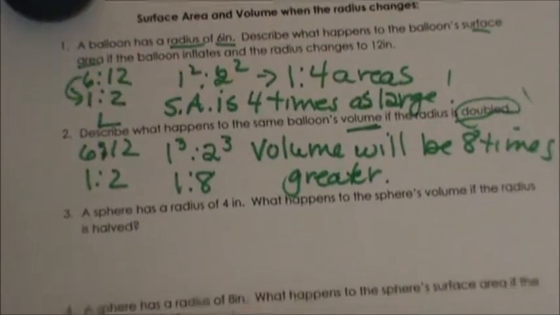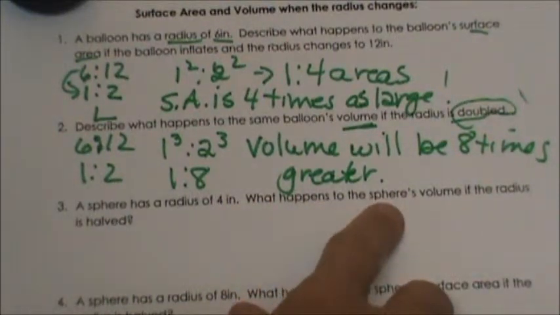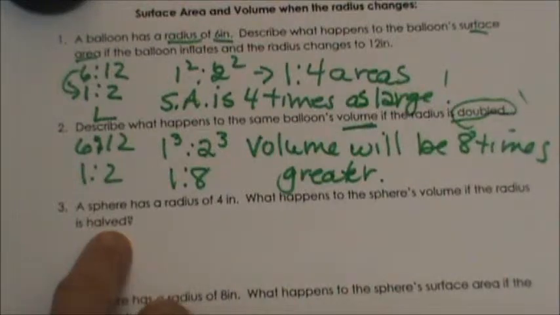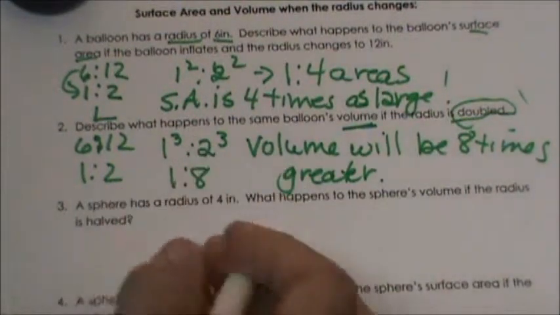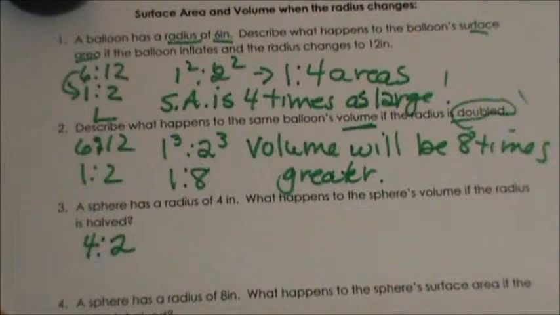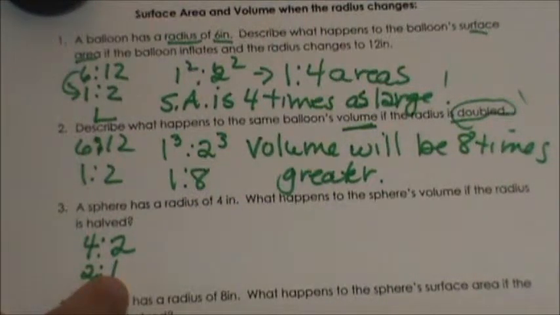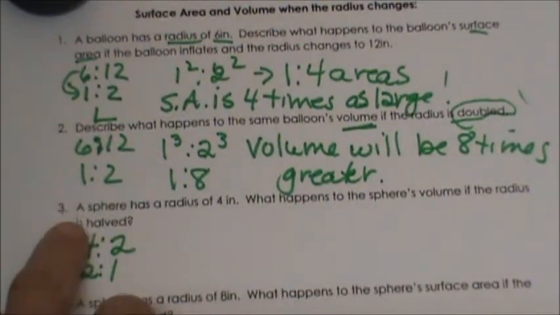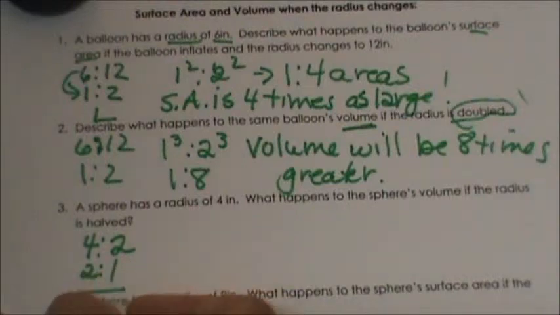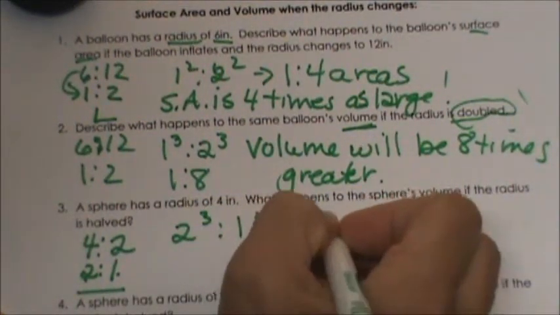Okay, let's look at number 3. A sphere has a radius of 4. What happens to the sphere's volume if the radius is halved? Okay, so let's think about that. We have a 4-inch radius, and if it's cut in half, it shrinks down to 2, doesn't it? So we have a 2-to-1 ratio instead of a 1-to-2 ratio. It was larger, now it's smaller. So let's take that, and since we're dealing with volume, we're going to cube this ratio. So this is going to be an 8-to-1 ratio.